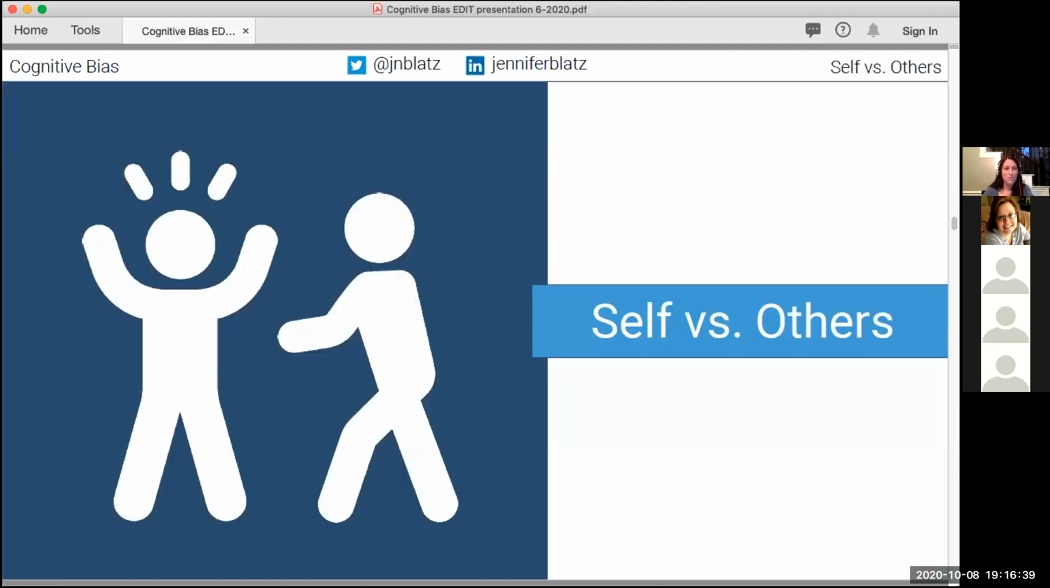So we've talked about how we can detect cognitive bias in ourselves. Now let's expand on that idea a bit and talk about cognitive biases and how they can affect how we perceive others compared to ourselves.